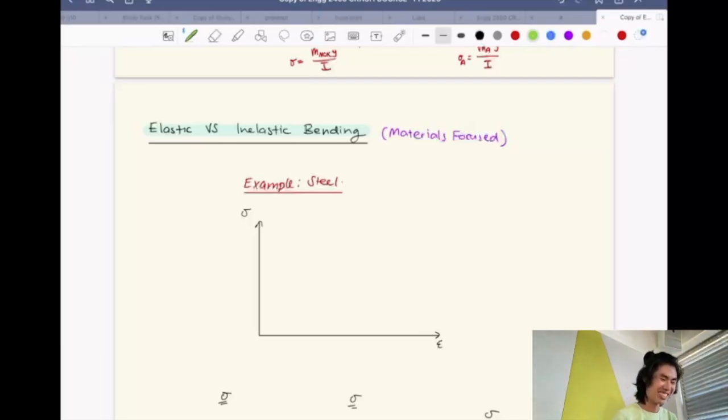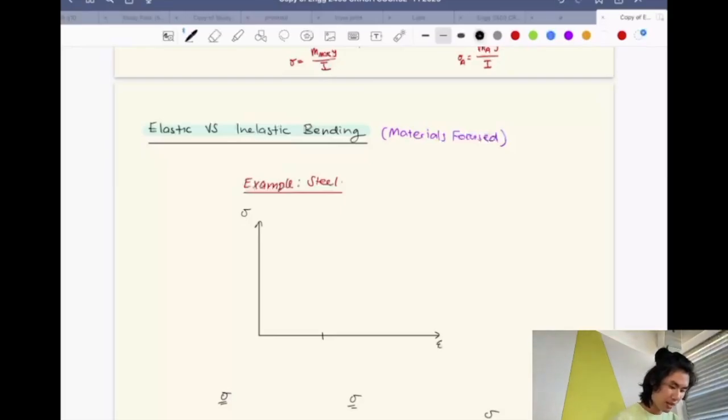Okay, so let's take an example of steel. Steel has a property where it will be as strong as it likes up until a certain point. So when you strain it and strain it and strain it, it will eventually yield. Yielding doesn't mean breaking or failing.